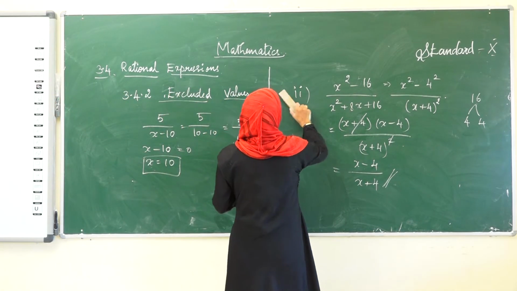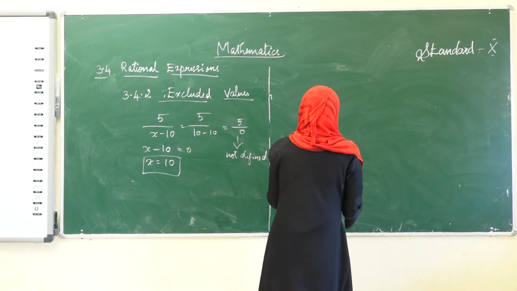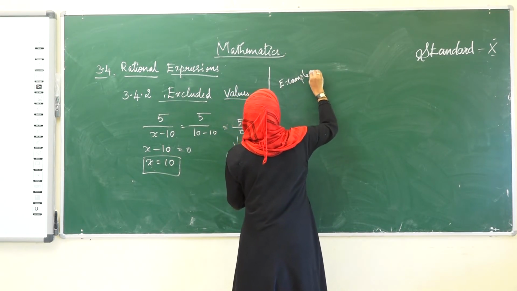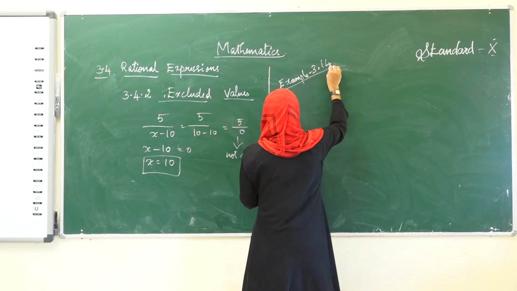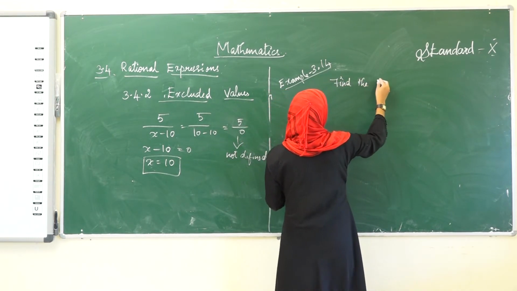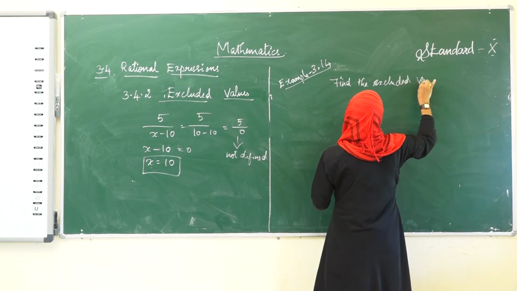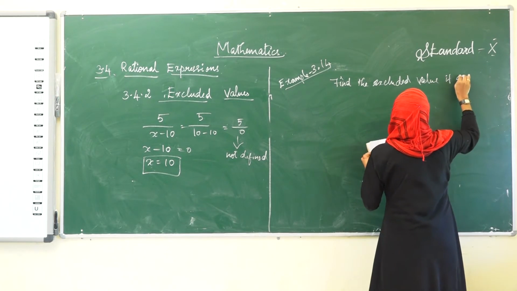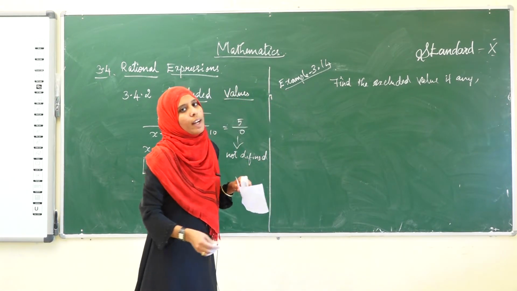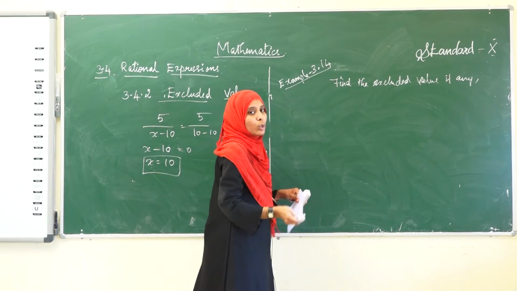Okay. For this, let us see the example. Example 3.14. Find the excluded value, if any. We can't say all rational expressions have an excluded value. Some can have and some may not have. That's why they have given in the question, find the excluded value, if any.